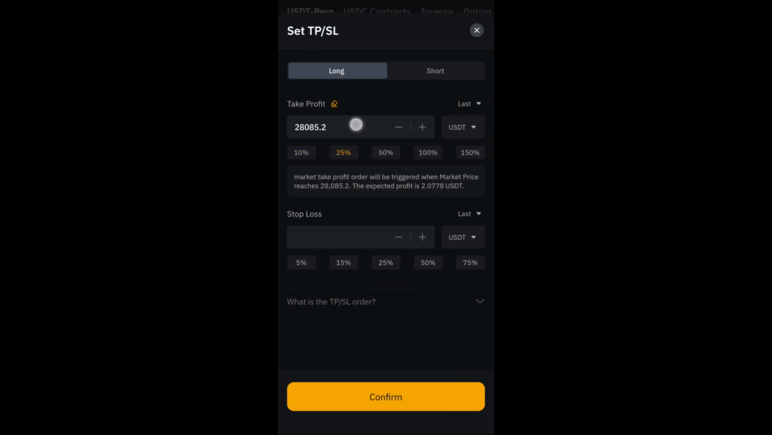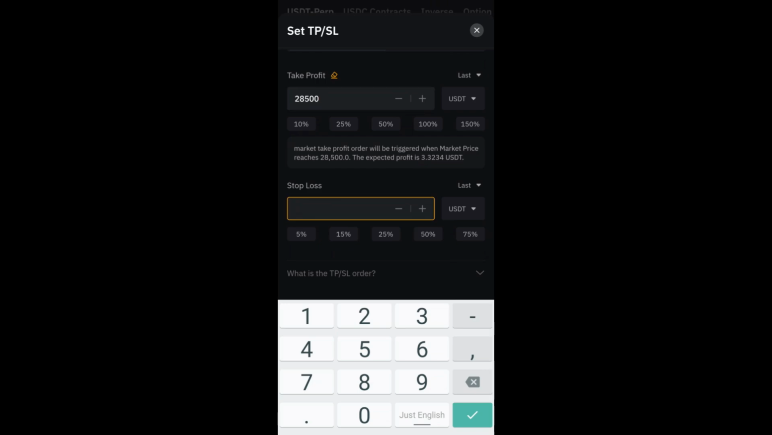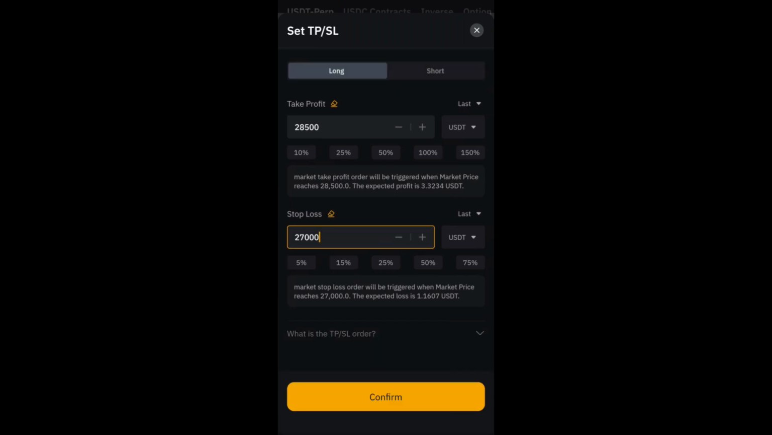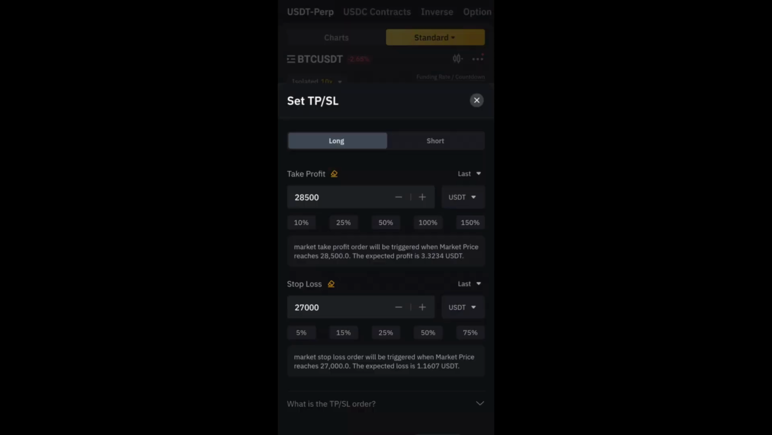Now SL stands for stop loss. By using the stop loss option, you can minimize your losses. Assume that you opened a BTC trade at $27,400. So you can set the stop loss at $27,000. So if the BTC price drops and touches your stop loss price, the trade will get closed automatically.